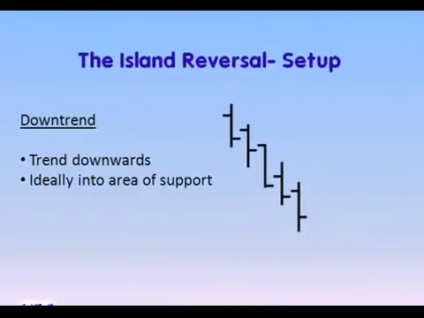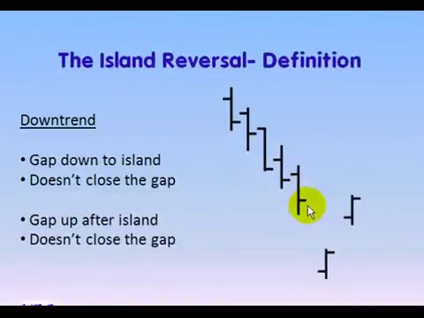Of course, the downtrend is just the opposite. Price trends down, ideally into an area of support. Price then gaps down and forms a lower price bar which is unable to fill the gap. And price then gaps up from that lower price bar and it's once again unable to fill this gap here, leaving the island stranded by itself and meeting the definition of an island reversal.